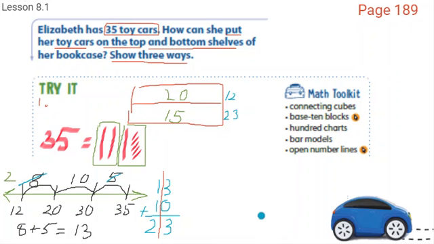Third way. Let's take a look at a third way. So let me get another color here. Use red again. So this is number 3. Okay. So how many cars do you want to have on top? Let's say you want 22. So I'm going to put 22 over here.